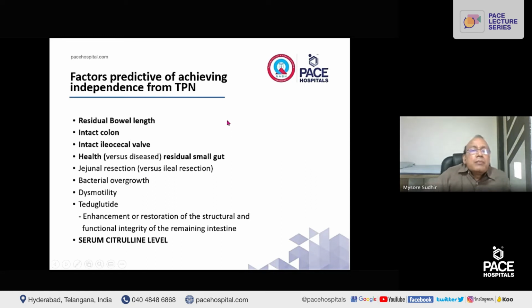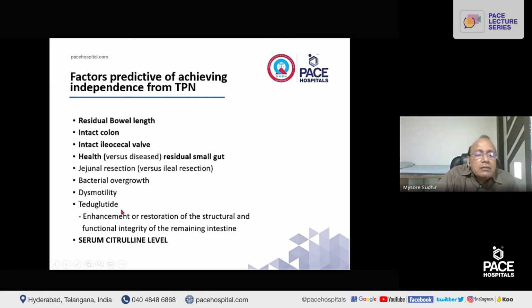So what are the factors predictive of achieving independence from TPN? That is when we can wean off the TPN. How can we know? It depends on the residual bowel length, on whether the colon is intact or not, on whether the ileocecal valve is intact or not, and then the residual small gut, whether it's diseased or healthy. It depends on jejunal resection. Bacterial overgrowth is vital. Dysmotility of the bowel: once the bowel is cut, it functions in a haywire fashion. So there's a lot of dysmotility.